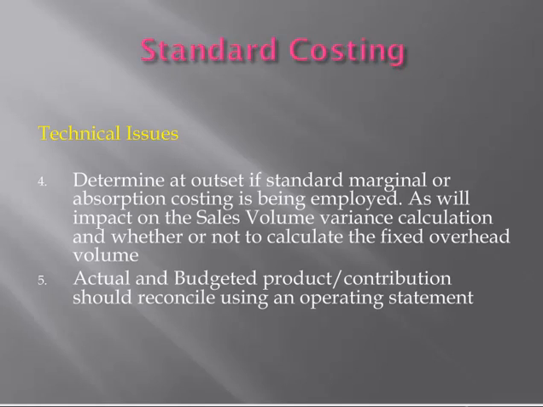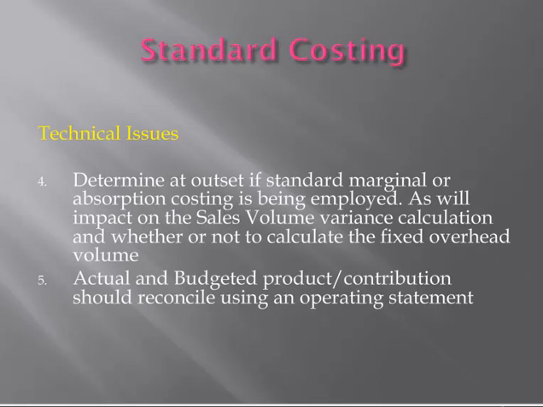A couple of other points. It's important at the outset of a question to appreciate whether we are dealing with standard marginal or standard absorption costing which is being employed. The reason is because, as mentioned earlier on, with standard marginal costing we do not have to report a fixed overhead volume variance. Also the calculation of the sales volume variance will be slightly different, whereby we multiply the volume differential by either the standard contribution per unit in standard marginal costing or the standard profit per unit in absorption costing.